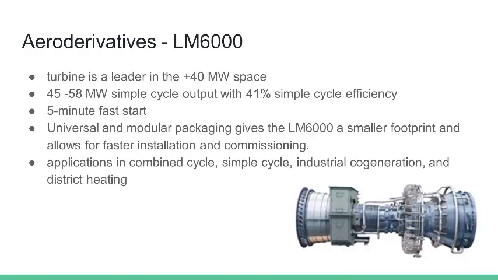In aeroderivatives, we also have the LM6000. The turbine is a leader in the 40 megawatt space. It has a 45 to 58 megawatt simple cycle output with a greater than 41% simple cycle efficiency. It has a 5-minute fast start that allows operators to differentiate their dispatch capability, while a simple two-spool design results in lower overall maintenance costs. Its universal and modular packaging gives the LM6000 a smaller footprint and allows for a faster installation and commissioning. It has applications in combined cycle, simple cycle, industrial cogeneration, and district heating.